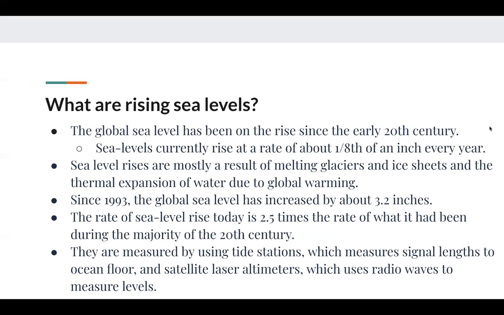And sea levels are measured by using tide stations. Those measure signal links to the ocean floor, and then also satellites from space, satellite laser altimeters, and these use radio waves to measure levels.